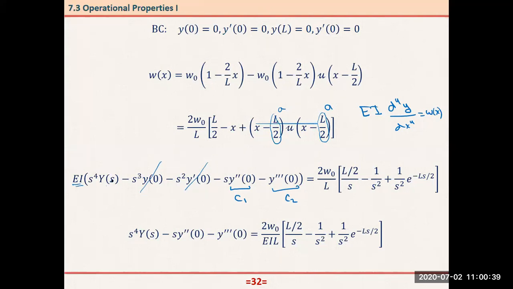s to the power of 4 times Y of s, and here we have s times y double prime of 0, and y triple prime of 0 here, right? And on the right-hand side, there's some simplification, or we just bring this down here. That's all. You're not doing anything big here.